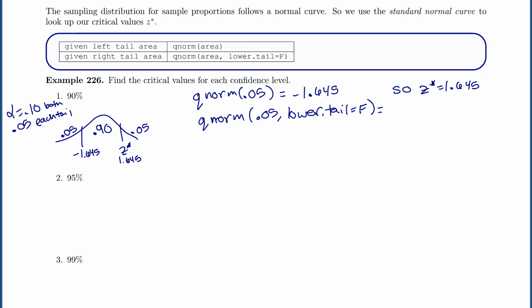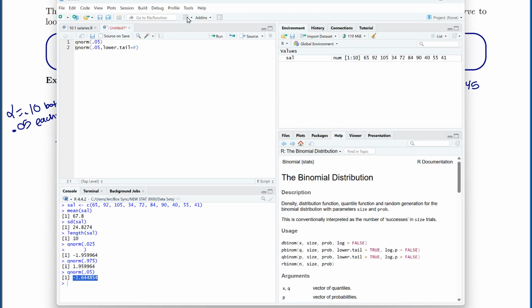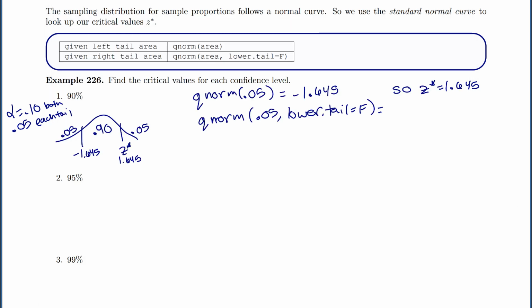We know that we want to use a standard normal curve, and that's the default. Okay, so if I put this into R and I look for the right tail with this lower.tail = FALSE, it tells me that it's positive 1.645. So we get positive 1.645. So either way, our critical value, Z star, is going to be 1.645. So that's how many standard errors I have to go to get 90% confidence.